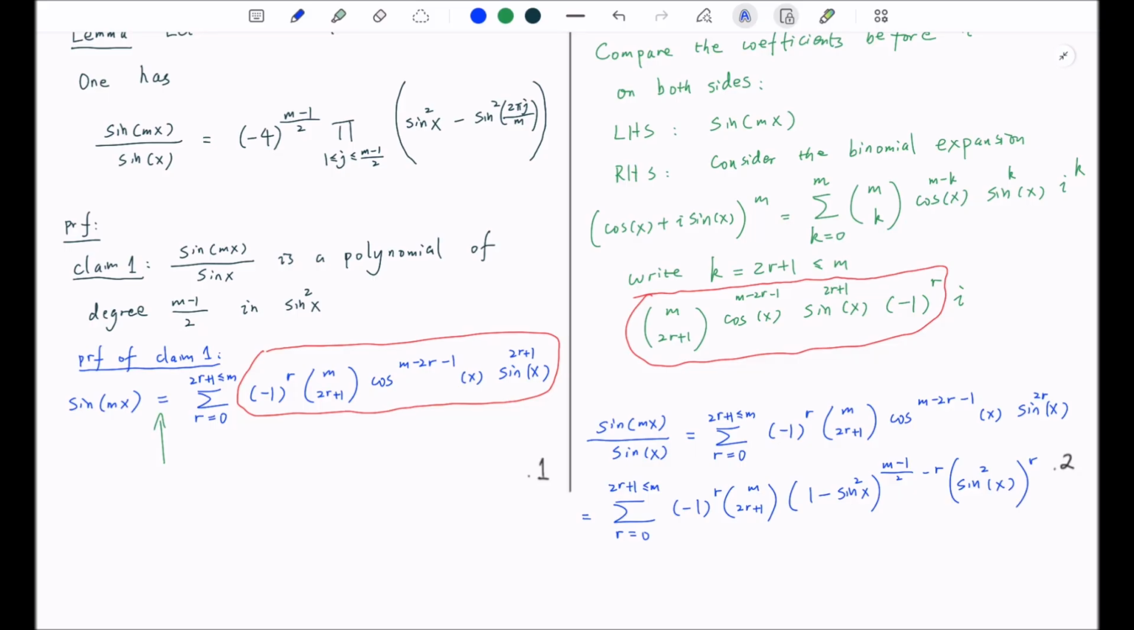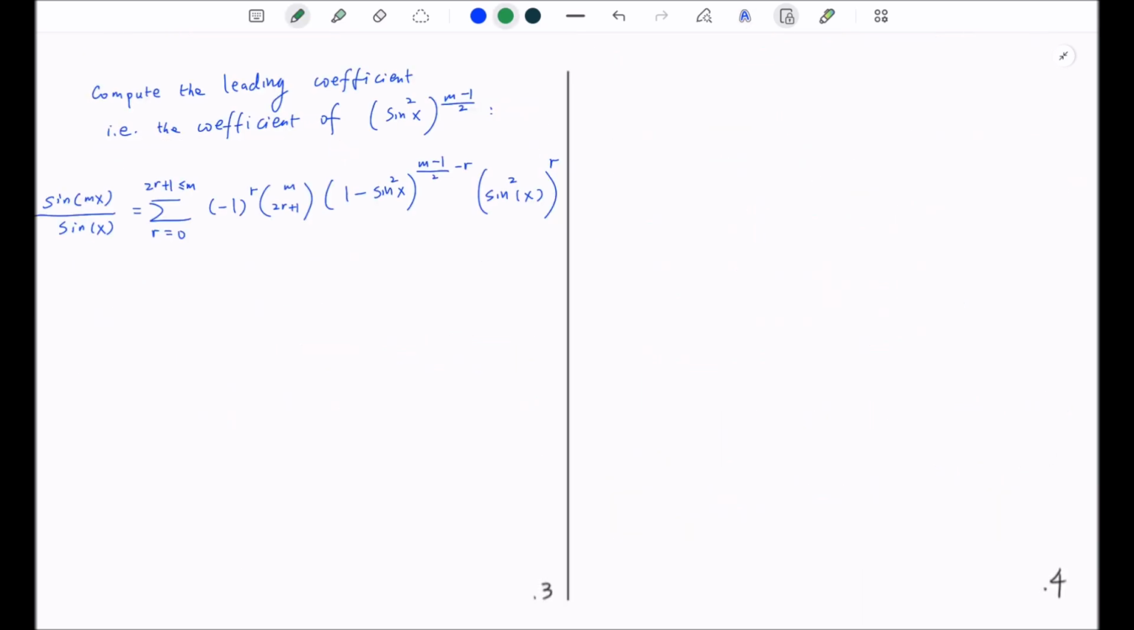But our goal is to show that the whole sum is also a polynomial of degree (n-1)/2 in sine x squared. So to this end, we have to also compute the leading coefficient for this polynomial in sine x squared. We have to show that the leading coefficient is non-zero. So now we look at the right-hand side of this identity.